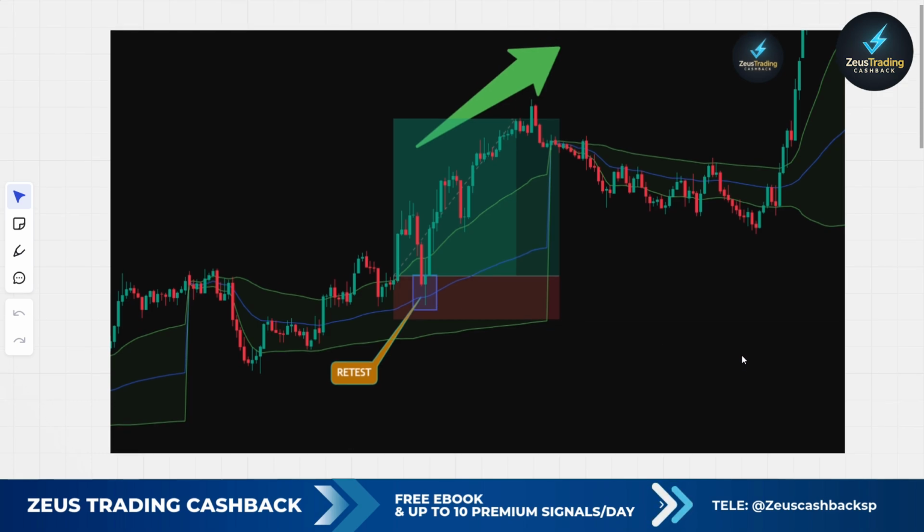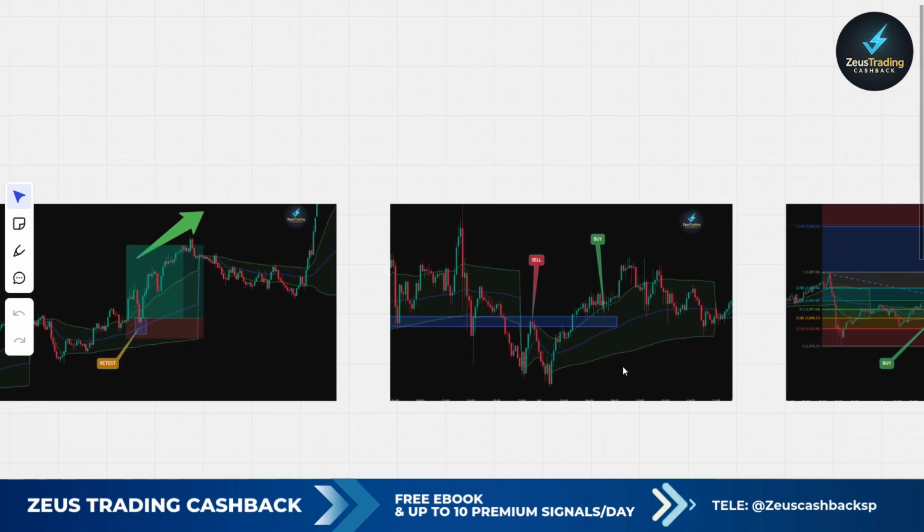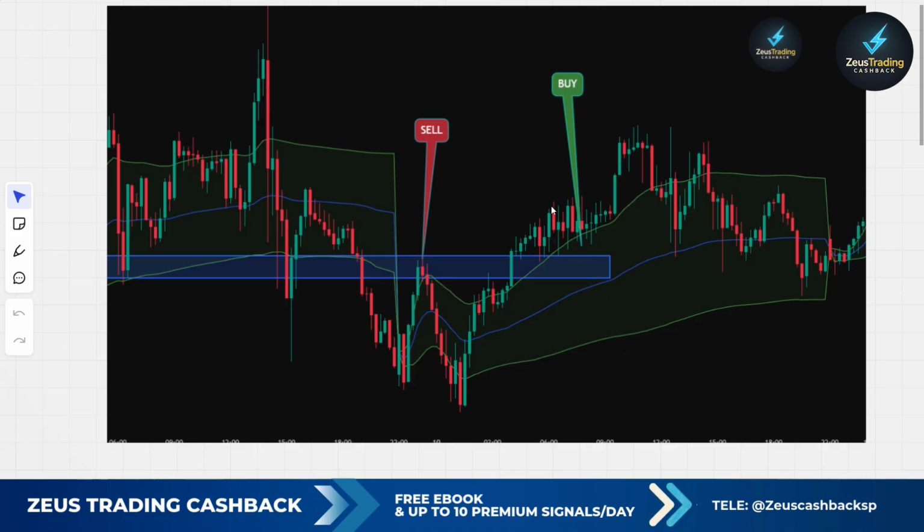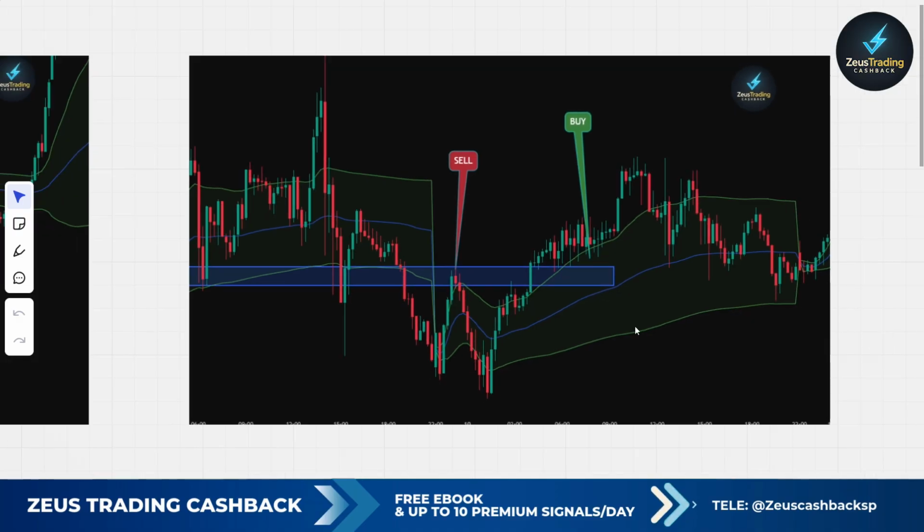VWAP acts as a dynamic support or resistance area. During an uptrend, price tends to bounce off VWAP. During a downtrend, it reacts as resistance and pushes price lower. Once you understand this behavior, VWAP becomes more than just a line. It becomes a map of market sentiment. It shows you where the market finds value, where traders are taking profit, and where new positions are being added.